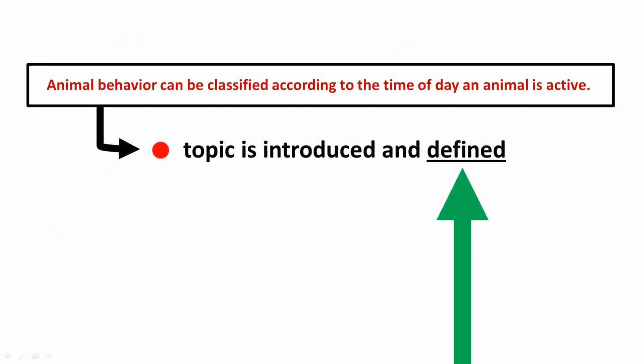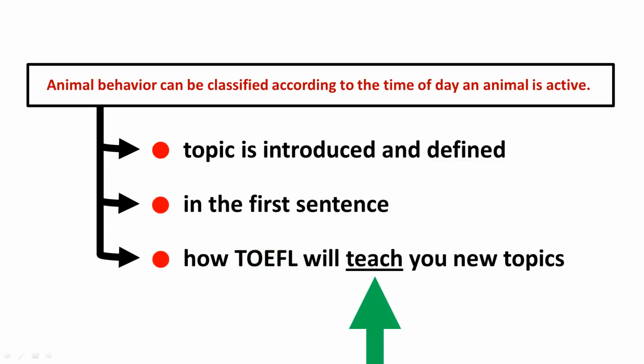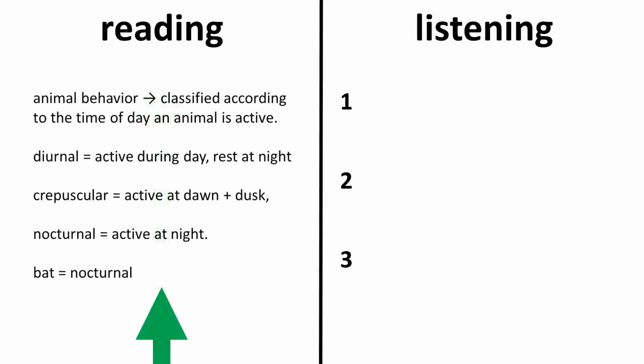Note how the topic is introduced and defined in the first sentence. This is how TOEFL will teach you new topics. Pause here to read it. Next, on your note map under Reading, note the main points in the reading passage based on the rhetorical strategies used. The reading summary is now complete. Pause here to read it.